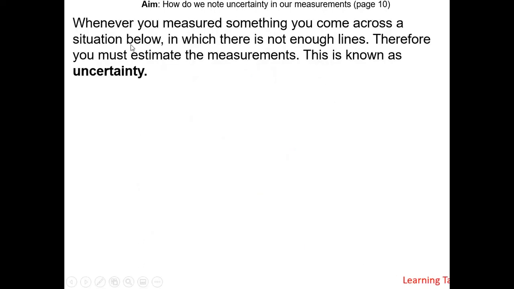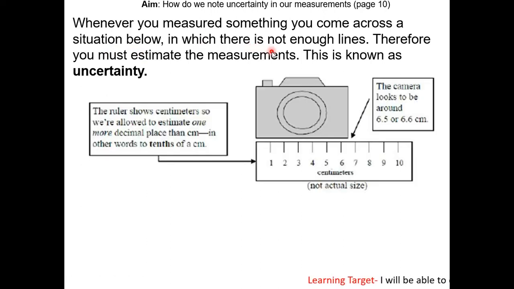Okay, so now we're going to do a short reading. I'm going to read to you. Whenever you measure something, you come across a situation below in which there's not enough lines. Therefore, you must estimate the measurements. This is called uncertainty. So basically, when measuring this camera here, you notice that our ruler does not have enough lines. We have to guess, right?